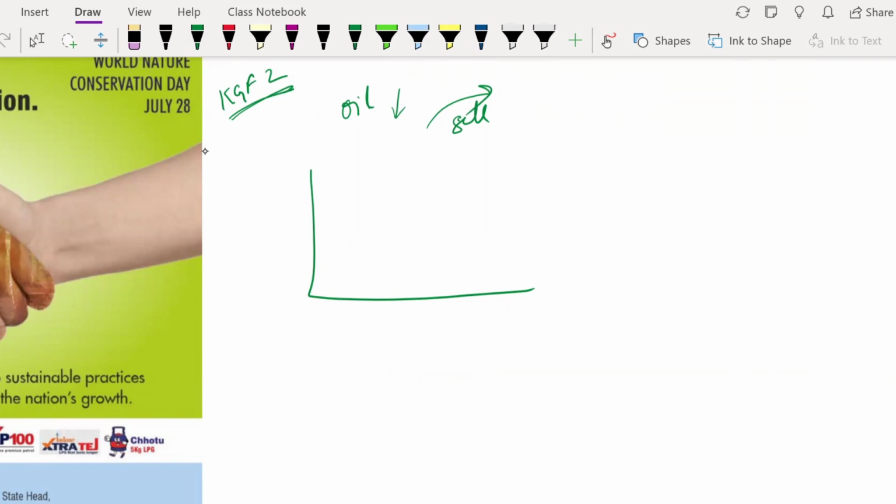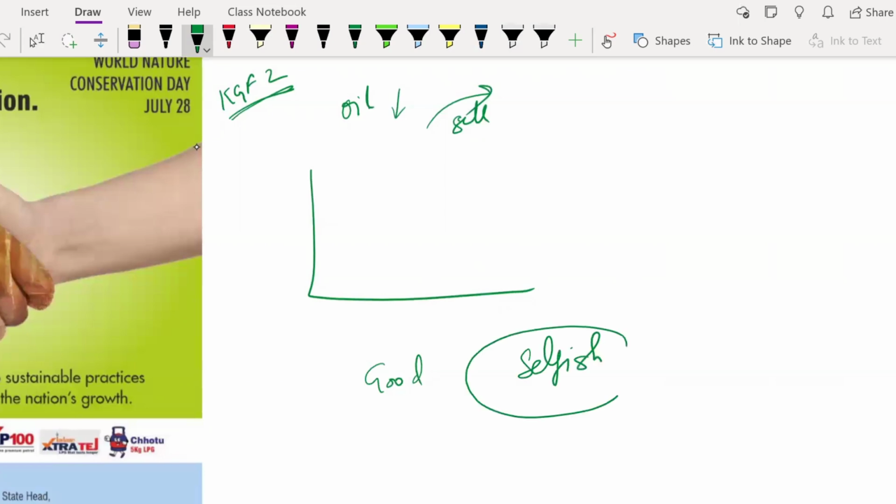Okay, so here we'll take a similar example of the oil industry so that you're all able to understand better. There is an oil extracting company which extracts oil and sells. So first there are two kinds of company. One is a good company and then there is a selfish company. What this selfish company does is they have a goal that whatever oil is available now in the natural earth, they are going to extract it all and make money as soon as possible.